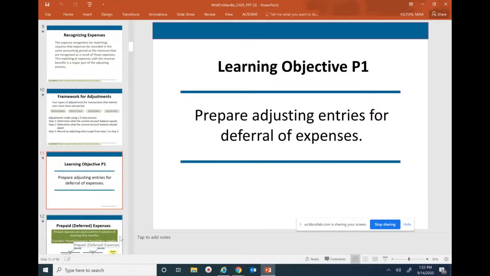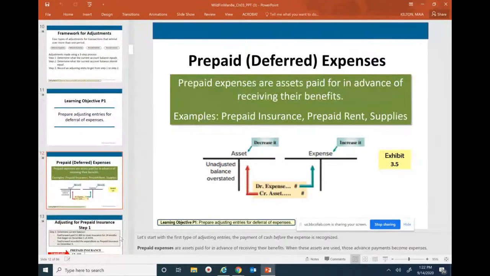All right, so let's look at deferrals of expenses, or deferred expenses. Earlier, I said that deferred expenses are also called prepaid expenses. So let's talk about what prepaid expenses are. In chapter 2, we discussed prepaid insurance, prepaid rent, prepaid advertising. Prepaid expenses really are assets. The company buys insurance ahead of time, or they buy an ad in the local paper ahead of time. The prepaid expense is an asset until it is used up.